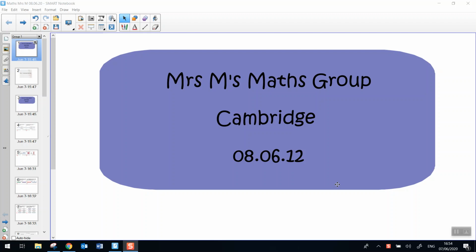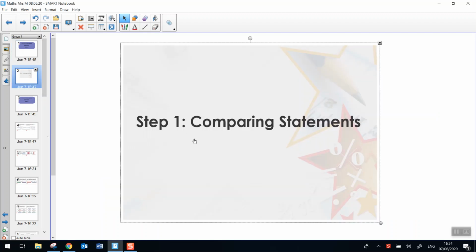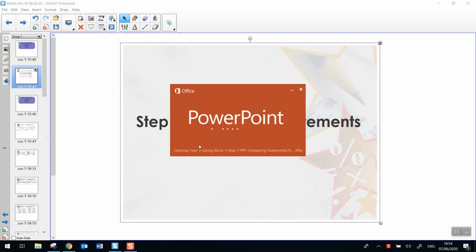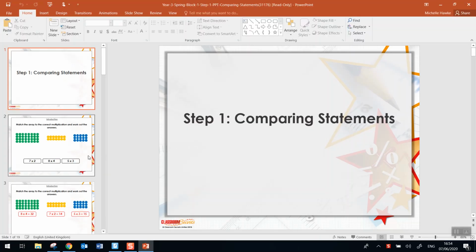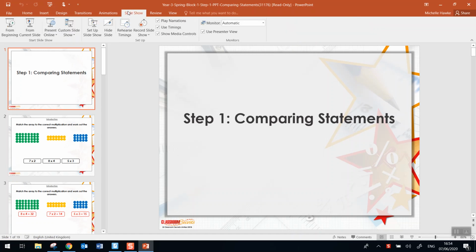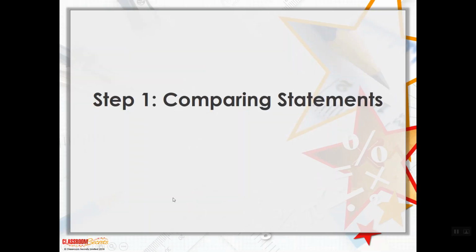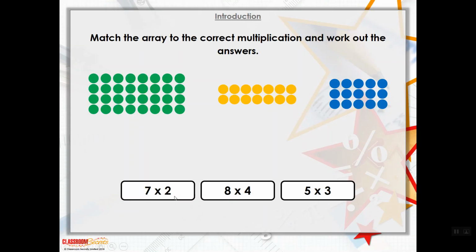Today we're going to be looking at multiplication. We're going to be looking at comparing statements, comparing what we know about multiplication. So, here's our first challenge today. You'll need to get yourself a pencil and a piece of paper so that you can join in today. And you'll need to remember to pause the video to give yourself time to work out the answers.